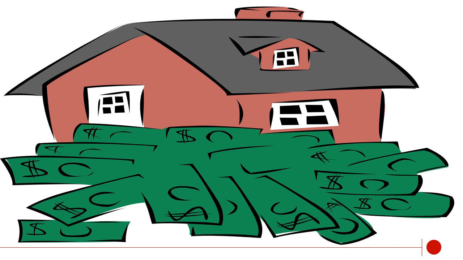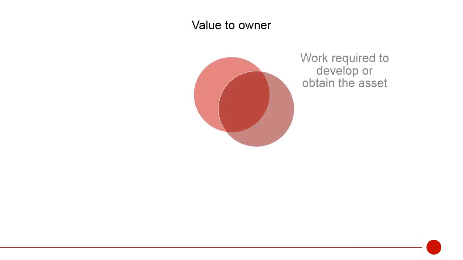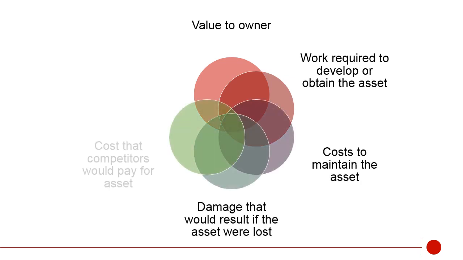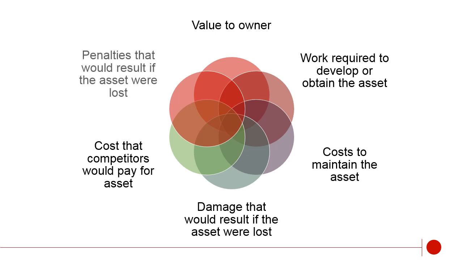Information and asset value and costs. The 6 following considerations can be used to determine the asset's value. Value to owner. Work required to develop or obtain the asset. Costs to maintain the asset. Damage that would result if the asset were lost. Cost that competitors would pay for the asset. Penalties that would result if the asset were lost.